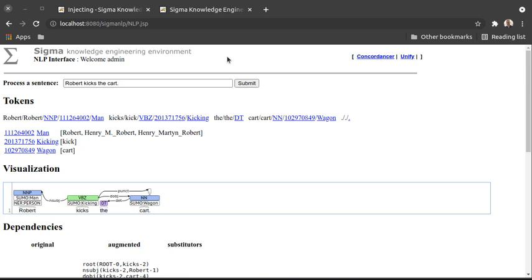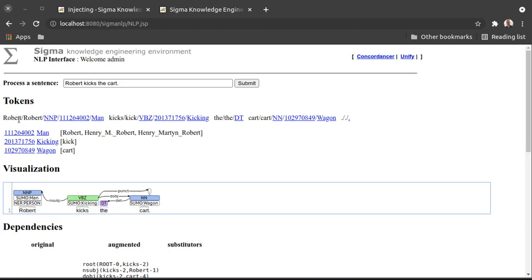So let's start with the end in mind. Here is an experimental and very much research-oriented interface for exploring understanding natural language with ontology. What I have here is our simple default query of "Robert kicks the cart," and I'll walk through the steps of processing that are shown here in the SigmaNLP system.